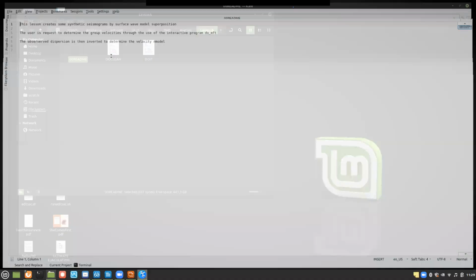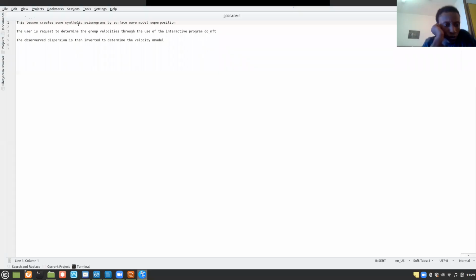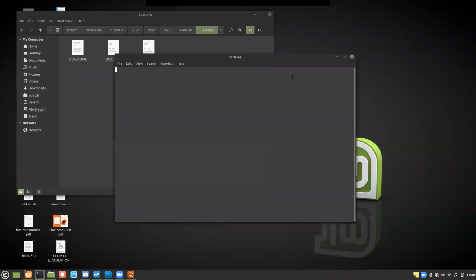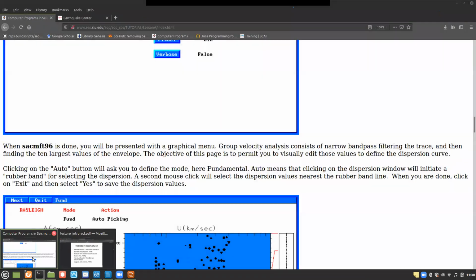I think it's important to just look at it. It's the lesson that creates a synthetic seismogram by surface wave superposition, as I just read. This is a very simple, interactive thing. Once you have these programs, you can run them, and it asks you to check some things.